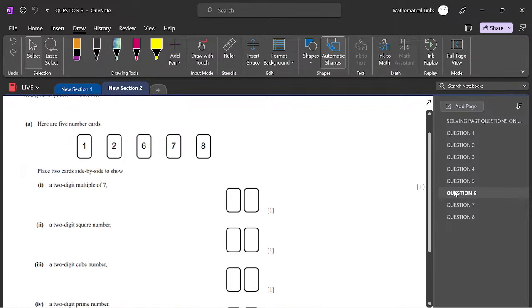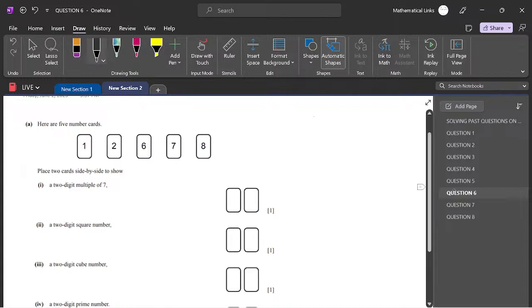So here are 5 number cards: 1, 2, 6, 7, and 8. Place 2 cards side by side to show a 2-digit multiple of 7. Okay, you can see these questions are very simple, and they are found in paper 1 of any Cambridge exam. So for the IGCSE, you're going to have these papers.